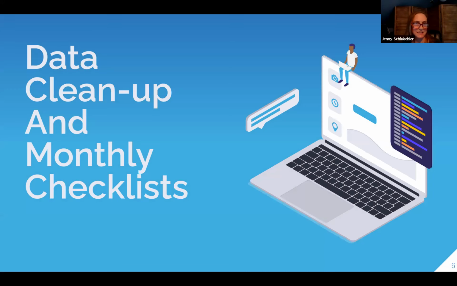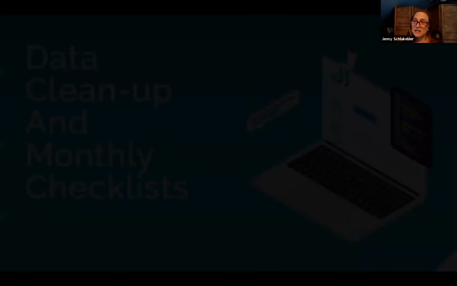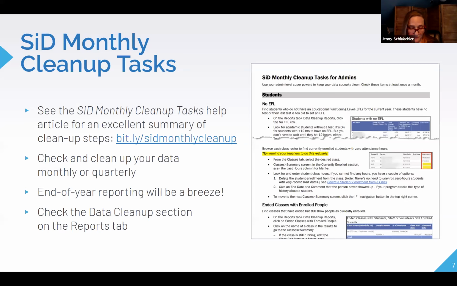Let's move on to the meat of today's topic, which is the data cleanup and monthly checklists. It may seem funny, since this is the beginning of the year. Usually around reporting time in June, and then again at the end of July, is when folks are really thinking about their end of the year reports and making sure their data is clean. But I think right now, at the beginning of a new year, is a really good time to start thinking about keeping your data up to date throughout the year, and making a plan for checking in on things either monthly or quarterly, depending on what works best for your program.